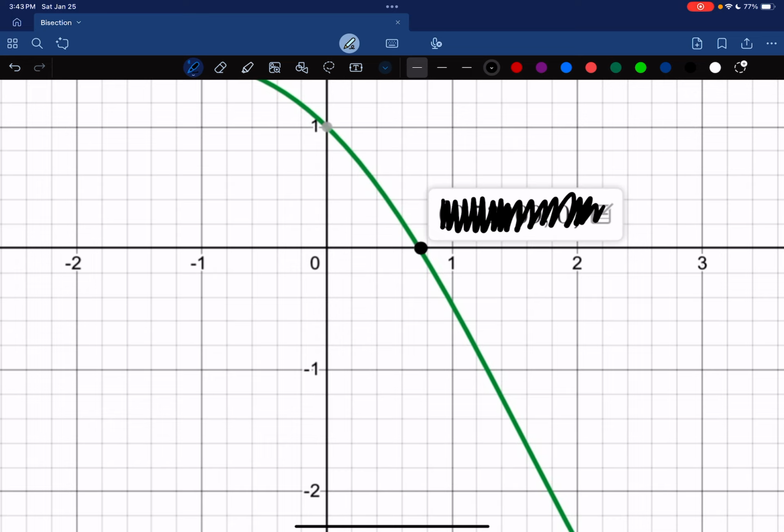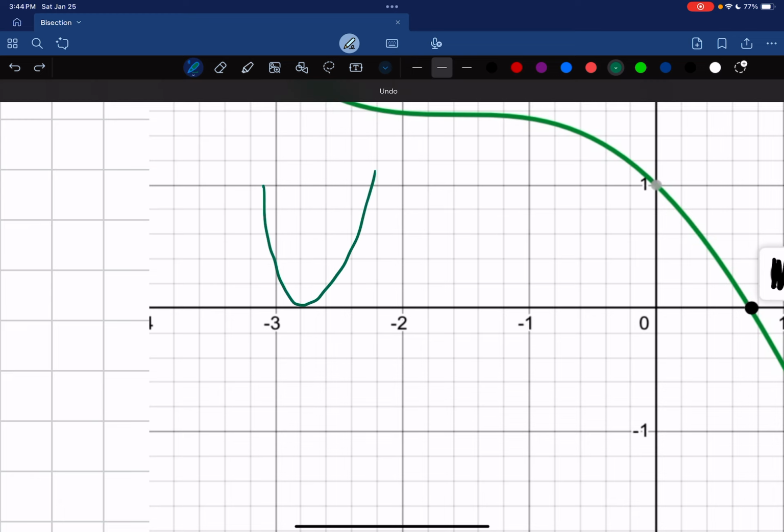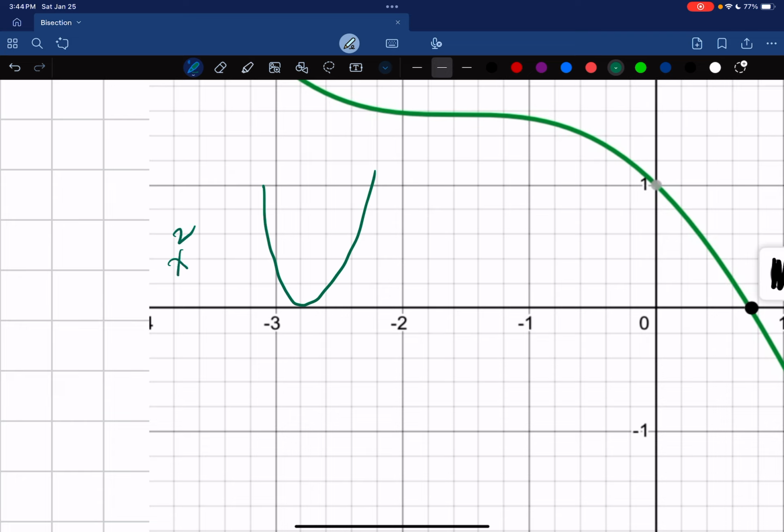The second rule is there have to be two opposite signs. For example, if I choose a normal quadratic like this, we're just going to assume this is like x squared, and then it's shifted to the left. Obviously it has a root here, but since this is positive and this is also positive, bisection will not work here.